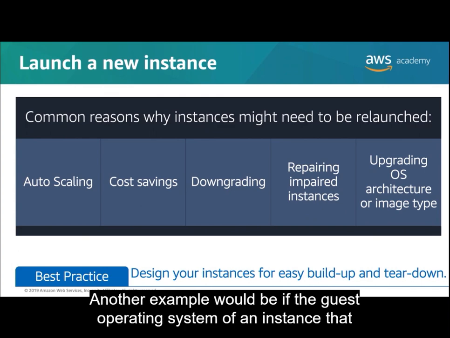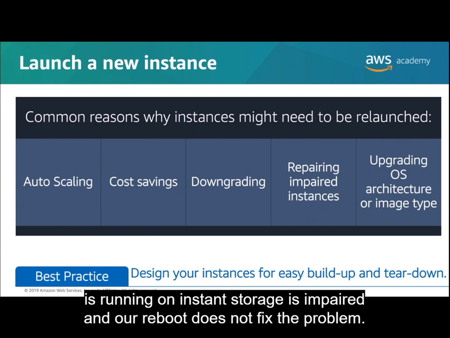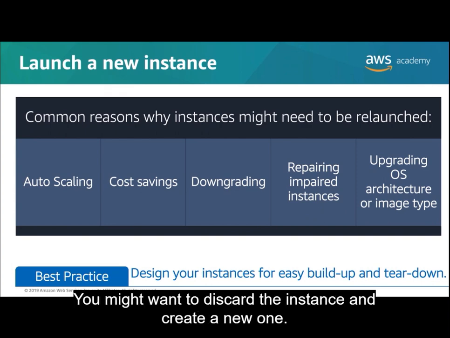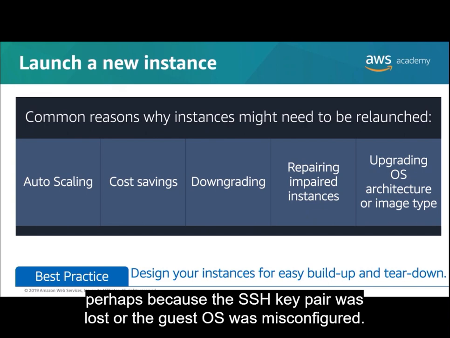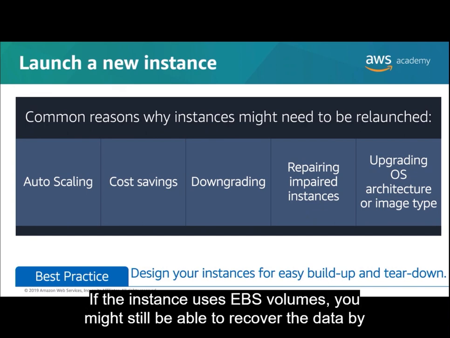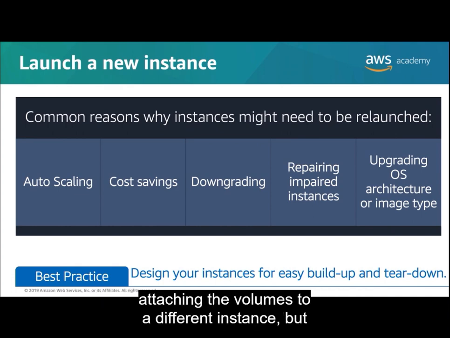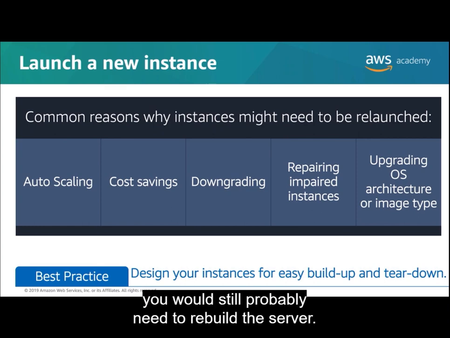Another example would be if the guest operating system of an instance that is running on instance storage is impaired and a reboot does not fix the problem. You might want to discard the instance and create a new one. Another situation might be where you can't log into the instance, perhaps because the SSH key pair was lost or the guest OS was misconfigured. If the instance uses EBS volumes, you might still be able to recover the data by attaching the volumes to a different instance, but you would still probably need to rebuild the server.